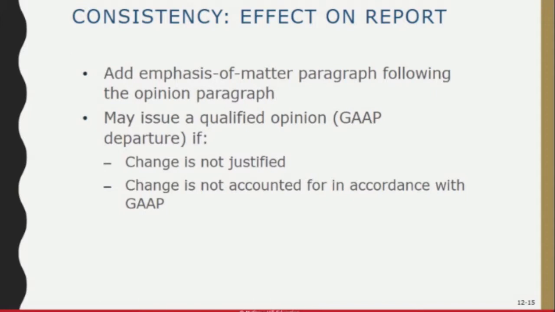If the auditor thinks that the change is not justified, they could then issue a qualified opinion, because they would issue that opinion based on it being a departure from GAAP. So the auditor has to identify or agree in their judgment that the change is justified. And the change has to be from one method of GAAP to another method of GAAP. It cannot be to a method that is not GAAP, because then it's a departure from GAAP. The point here is that the emphasis of matter paragraph is after the opinion paragraph.